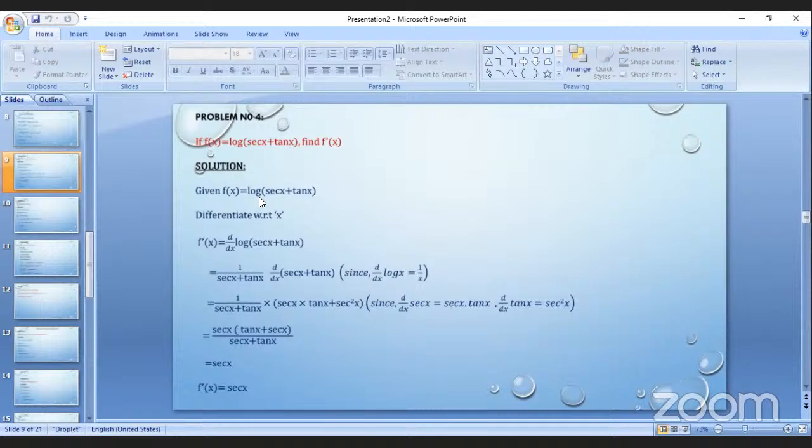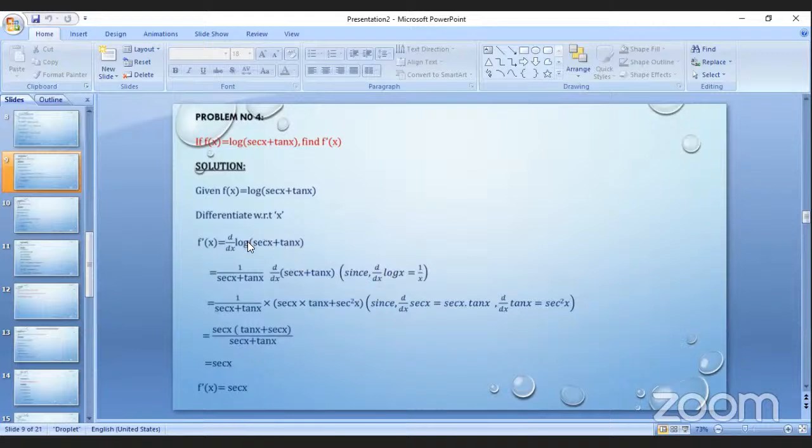Differentiate the given function with respect to x. The f of x derivation is f dash x, where we differentiate log of secant x plus tan x, that is d by dx of log of secant x plus tan x. F dash x equal to, we know that d by dx of log x equal to 1 by x. Derivation of log x is 1 by x.